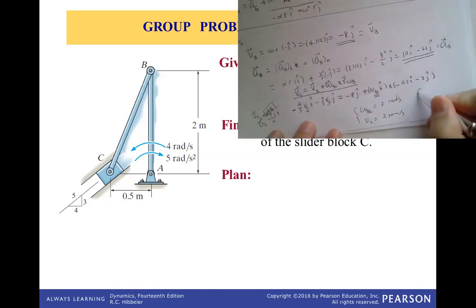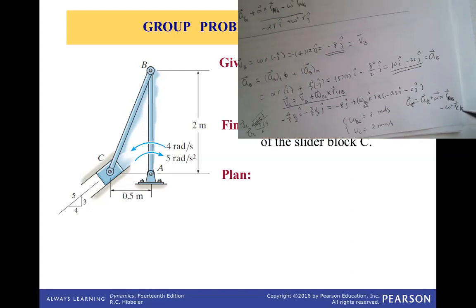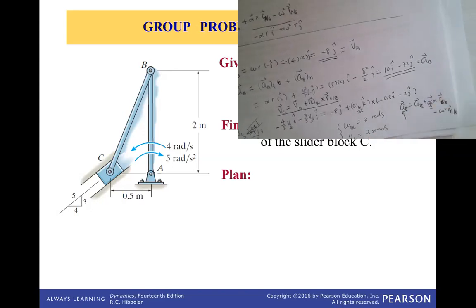Similarly, for oscillation, you set up the oscillation of point C equal to the oscillation of point B plus, now you have three terms: alpha cross R of C with respect to B, and then minus omega squared times R of C with respect to B. I'll post the solution later, but it's the same thing. Looking at the I component and J component, you have two unknowns, and you will solve for the two unknowns. It's a similar procedure.